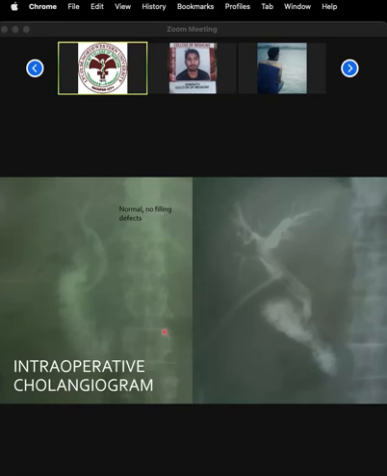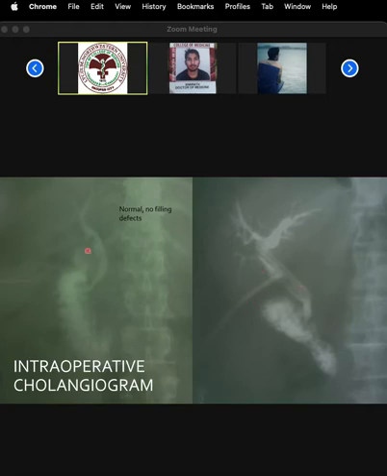So here's an example of an intraoperative cholangiography. That's the tube inserted through the cystic duct. This is the right hepatic, the left hepatic, the common hepatic, cystic duct, common bile duct. As you can see, there is no filling defect inside the hepatobiliary tree, with egress of contrast medium into the duodenum.